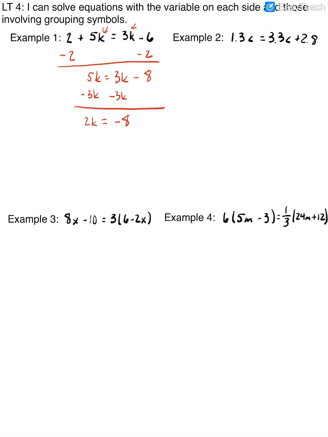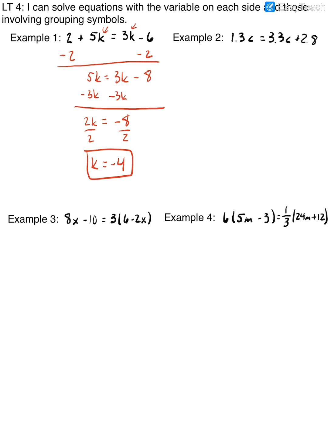So now combining those like terms allows you to isolate the variable like you would in any other solving problem that we've done so far. The only thing I have left to do here is to divide both sides by 2. And that gives me k equals negative 4. Okay? Done and done.